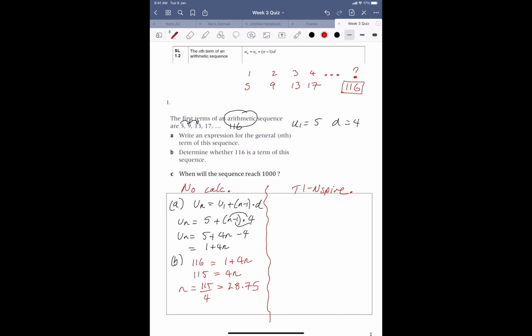So n is this amount, and of course, if n is not an integer, because obviously we have to have the number here, the n value has to be a whole number. So 116 doesn't work, right? 116 doesn't work, so therefore 116 is not a term of the sequence, okay? So we should really write that statement at the end as well, after we've done the written explanation, if we've done the calculation.